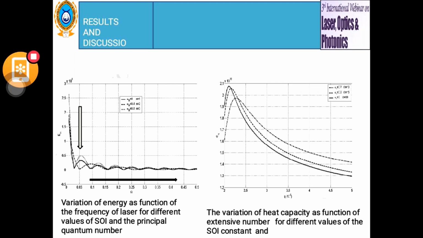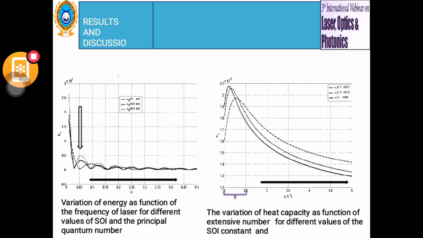In the next figure, on the right, we evaluate the variation of heat capacity as a function of the extensive number, for different values of spin orbit interaction. We see here that for low values of the extensive number K, you have the highest value of heat capacity. It means the energy needed to change the temperature for low values of K will not be enough.